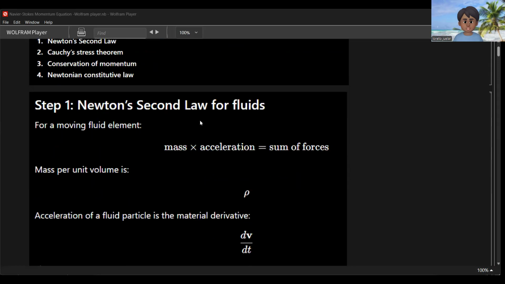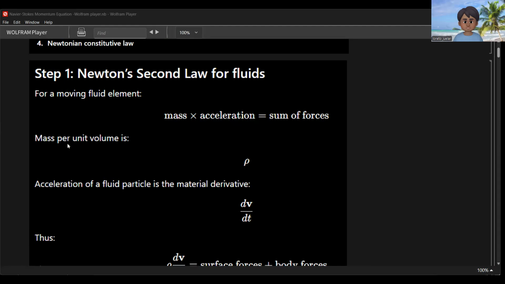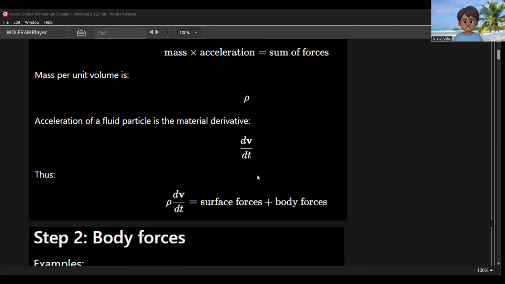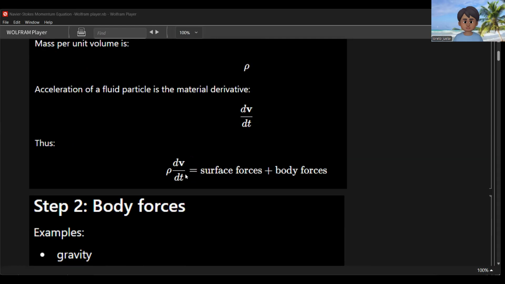So Newton's second law for a moving fluid here: mass times acceleration equal to the sum of forces. Mass per unit volume is rho. Acceleration of the fluid particle is the material derivative of V with respect to time, where V is the velocity. The mass per unit volume multiplied with this acceleration is equal to the net force.